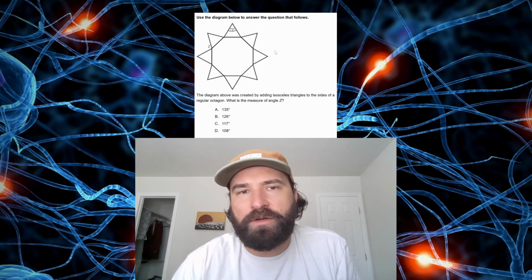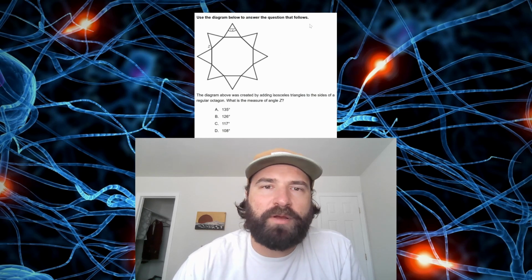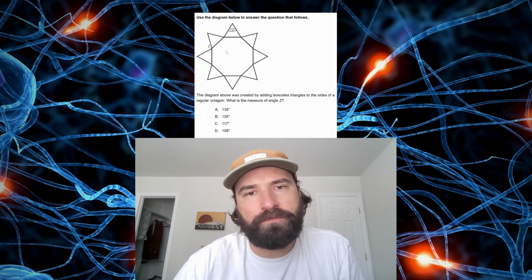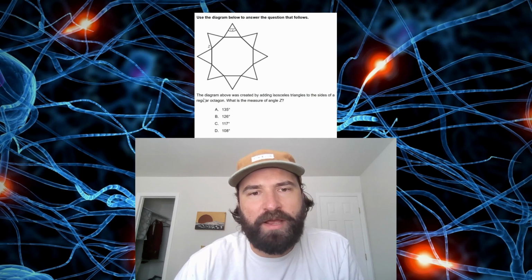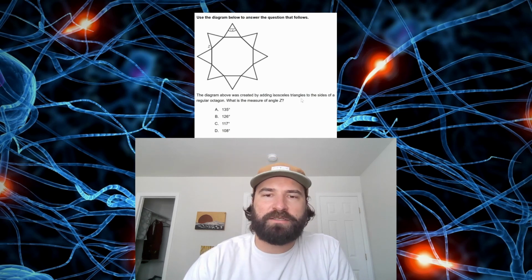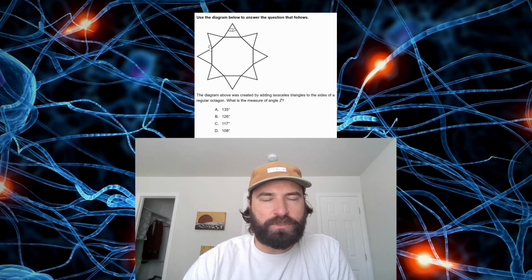All right, let's crush another MTEL question. This one says, use the diagram below to answer the question that follows. We've got this kind of sun-looking image. It says the diagram above was created by adding isosceles triangles to the sides of a regular octagon. What is the measure of angle Z, which is labeled here?